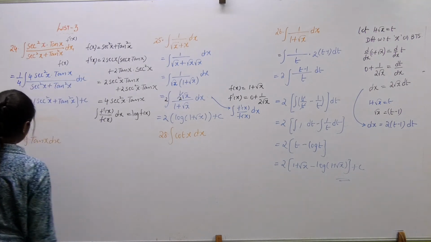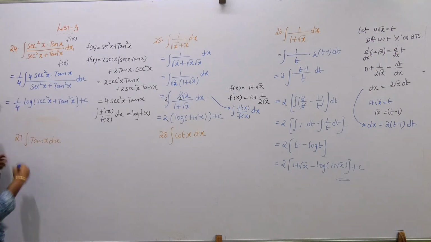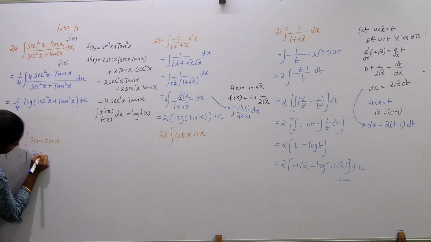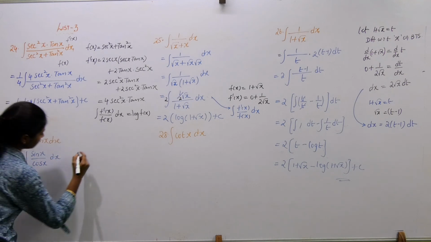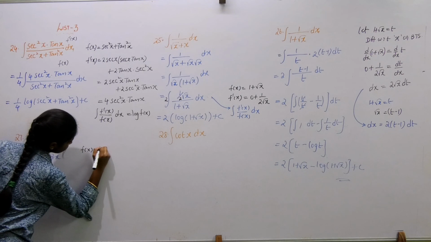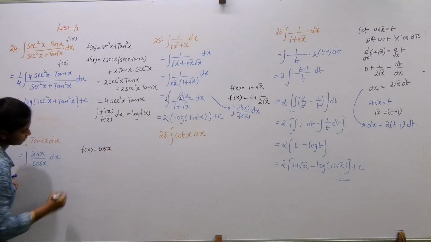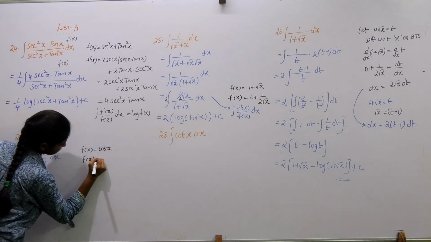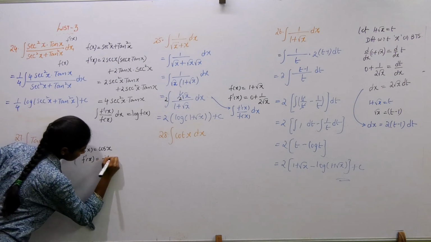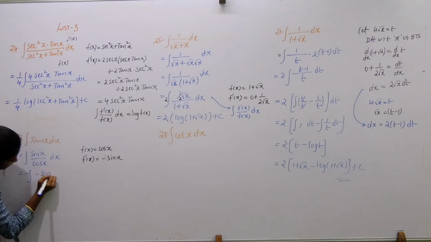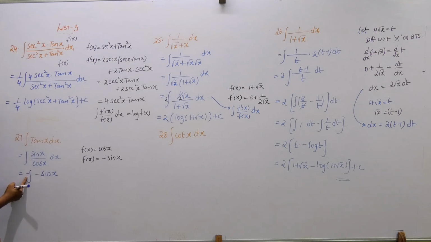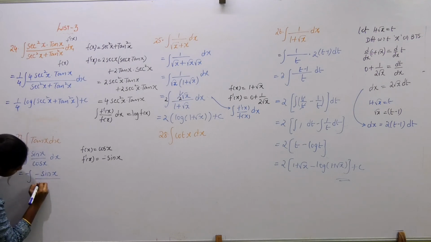Next, 27th one, integral tan x dx. From the trigonometric formulas, we can write tan x as sin x by cos x dx. Now, let f of x equal cos x, then f dash of x is equal to d by dx of cos x, which is minus sin x. But we don't have minus, so we adjust minus. I have adjusted minus, 1 minus out of integration and 1 minus here.